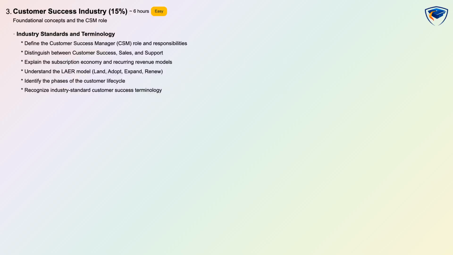Moving on to the success plan elements domain, which makes up 25% of the exam. This domain focuses on the development and alignment of strategic success plans. You'll learn how to define measurable business outcomes for customers, identify and document customer key performance indicators, and establish baseline metrics for success tracking.